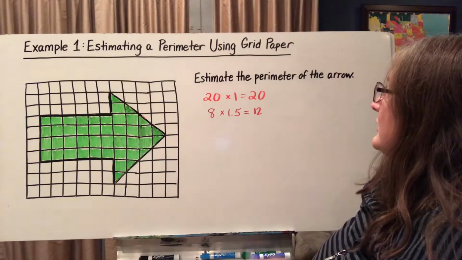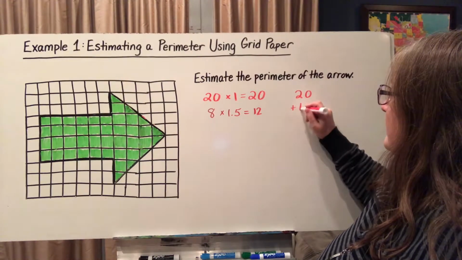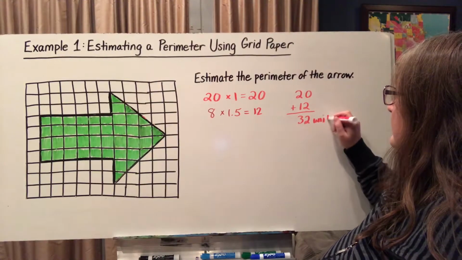So in total here, if I add this up, 20 and 12 is going to give us a perimeter of roughly 32 units.